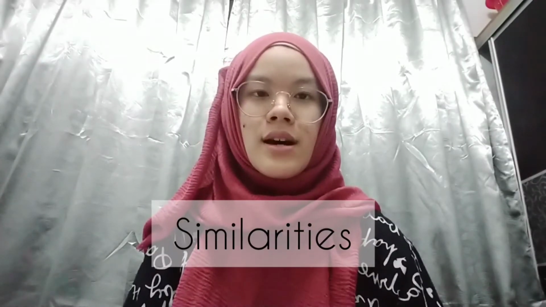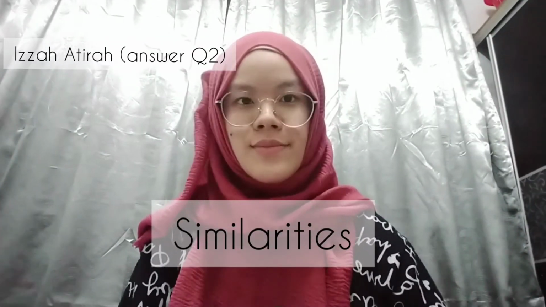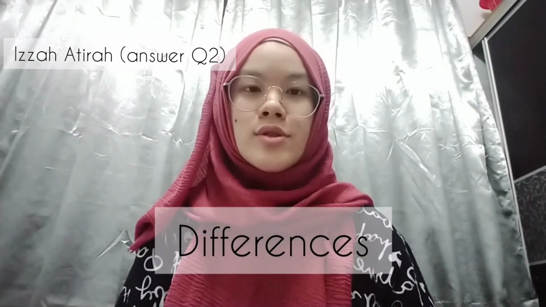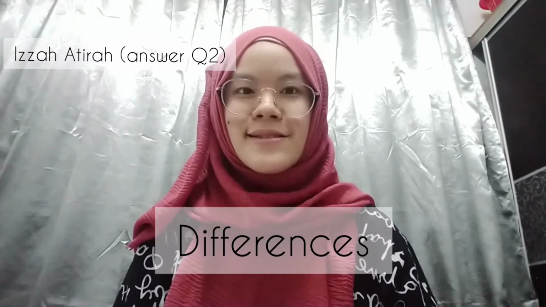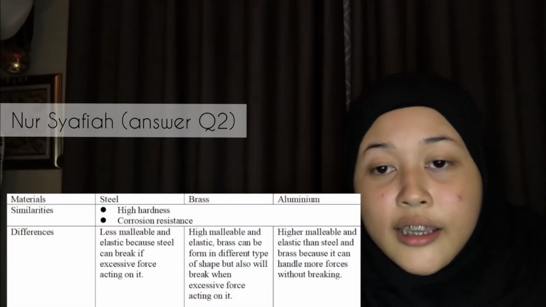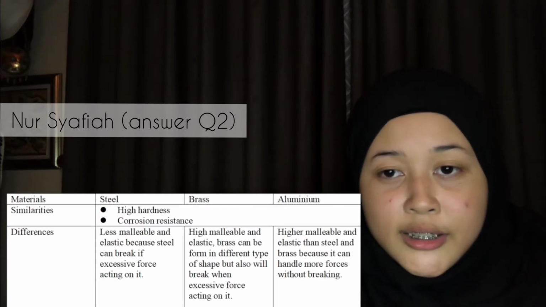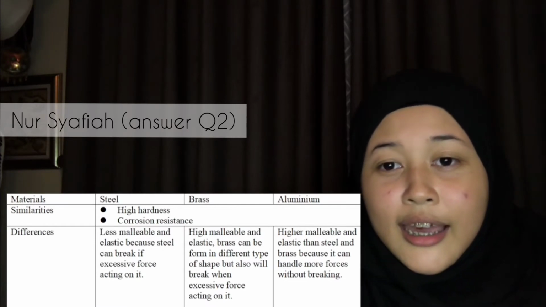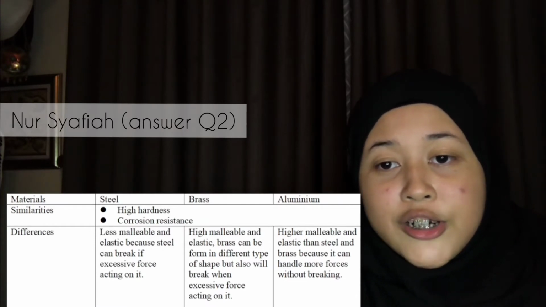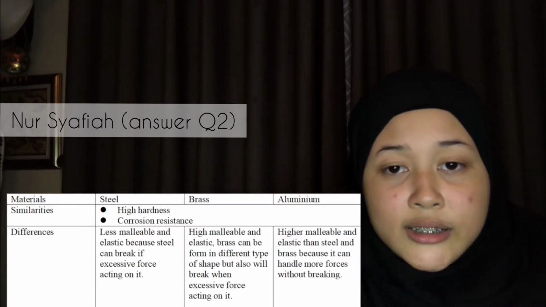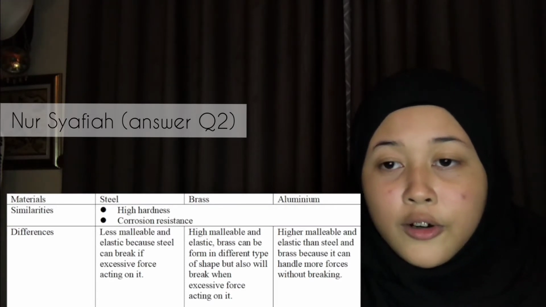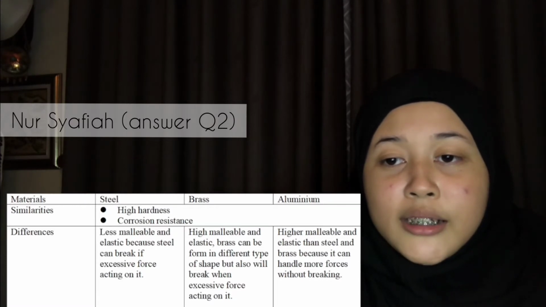They all have a high level of protection from corrosion. They are also malleable and can be deformed. Steel is the strongest, brass is the most conductive, and aluminium is the lightest. These are the similarities and differences that I could find. For steel, brass, and aluminium, the similarities are all three of them have high hardness and are also corrosion resistant. For the differences, steel is less malleable and elastic. Brass has high malleability and elasticity. Aluminium has higher malleability and elasticity.